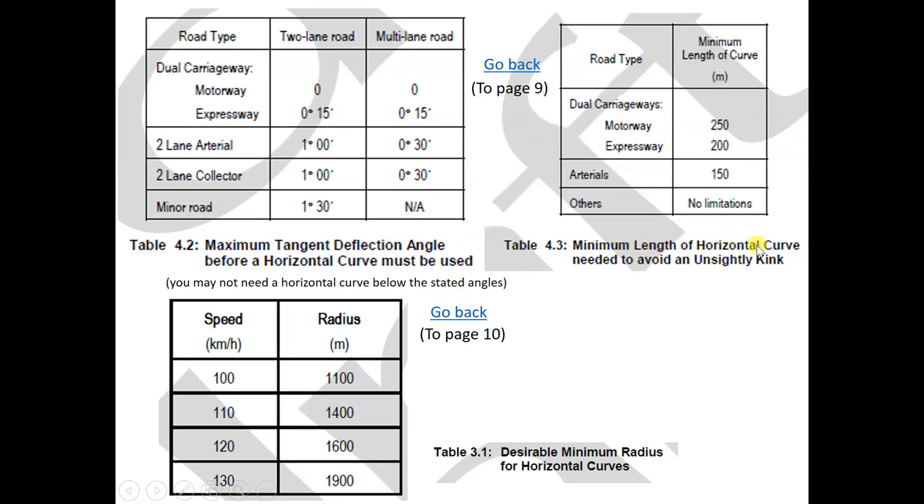Minimum length of horizontal curve needed to avoid unsightly kink. So for the horizontal curves, you need to provide the minimum curve length. Like for the motorway, minimum is 250 meters, expressway 200 meters, arterial 150 meters. So that means you cannot have a very short curve length like 20 meters. It looks very sharp, very kinky, and it's not safe as well.